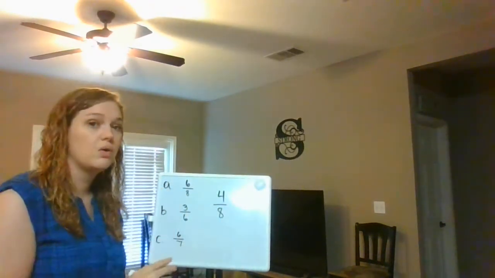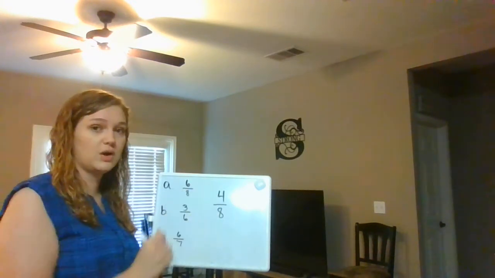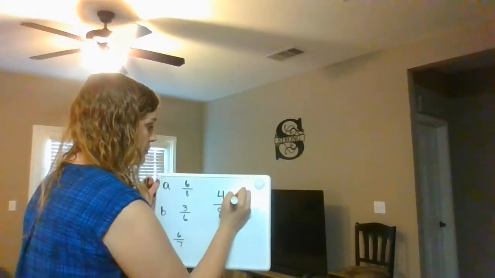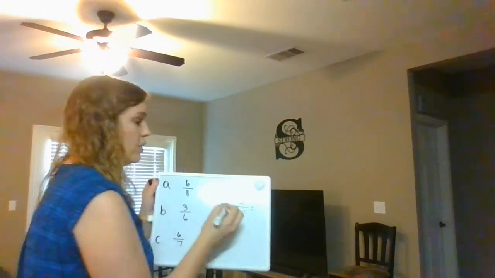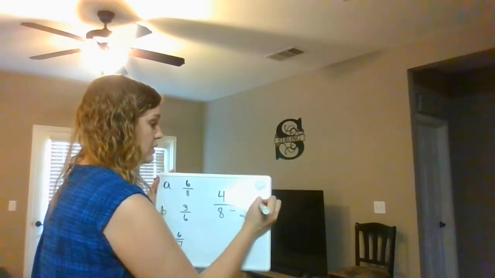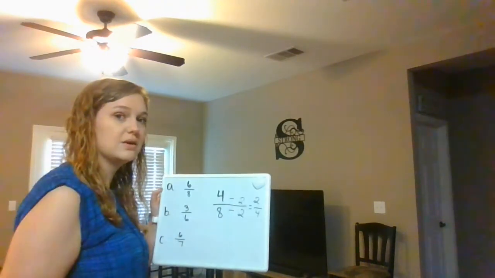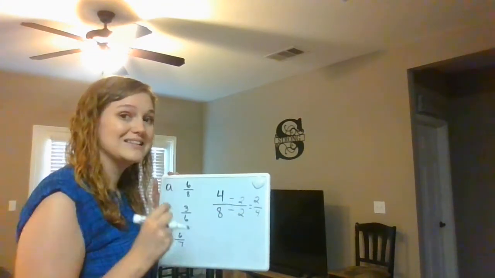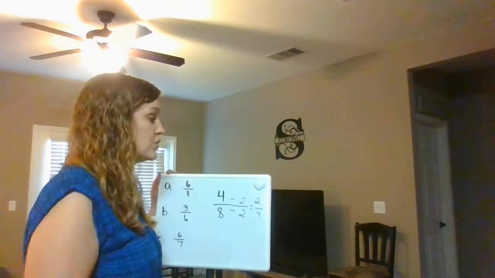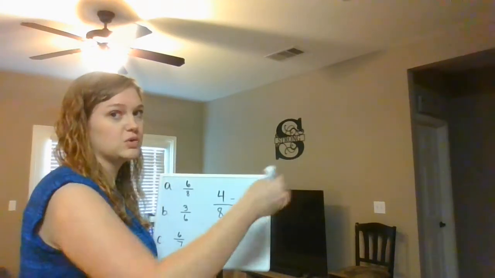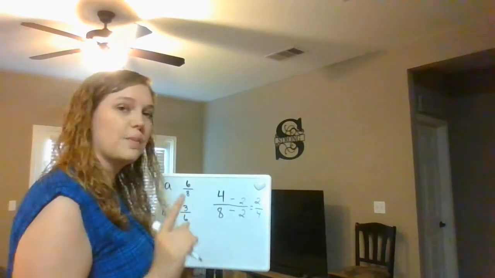Now, we know that 4 and 8 are both divisible by 2, right? So if I divided 4 and 8 by 2, well, 4 divided by 2 is 2, and 8 divided by 2 is 4. Well, you can see that 2/4 is not in its simplest form because 2 and 4 can both be divided by 2. So then I would end up getting 2 divided by 2 is 1, 4 divided by 2 is 2, and I'd have 1/2.